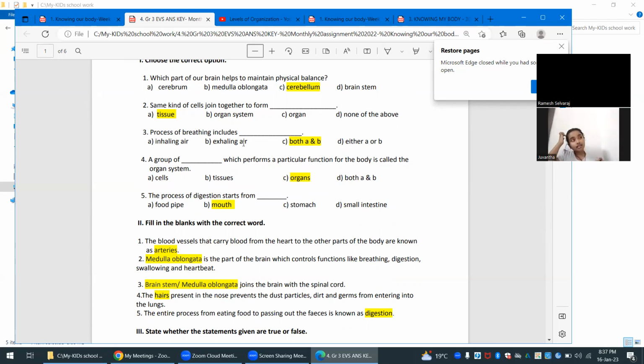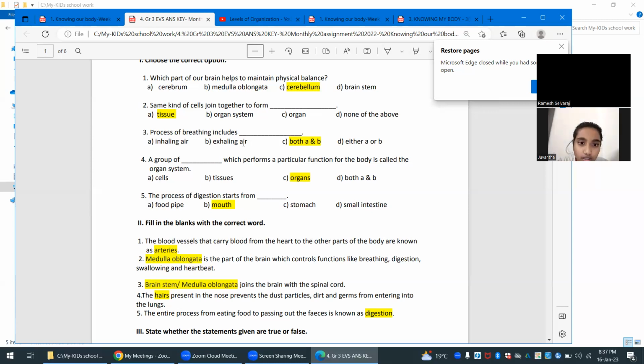Inhaling air means breathing in. Exhaling air means we expel, breathing out. So when you are breathing in, what are you taking inside?